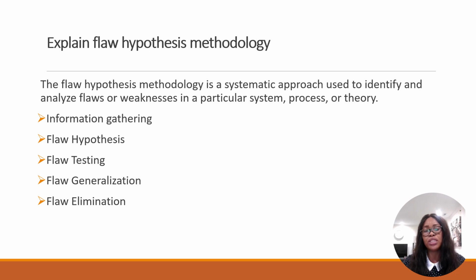So the flaw testing phase involves the tester conducting tests on the hypothesized flaws to determine their existence and exploitable nature. If a flaw is found to be non-existent or unable to be exploited, the tester will return to step 2, which is the flaw hypothesis, and then they will revise their hypothesis. However, if the flaw is confirmed to be exploitable, the tester will move forward to the next step in the process.